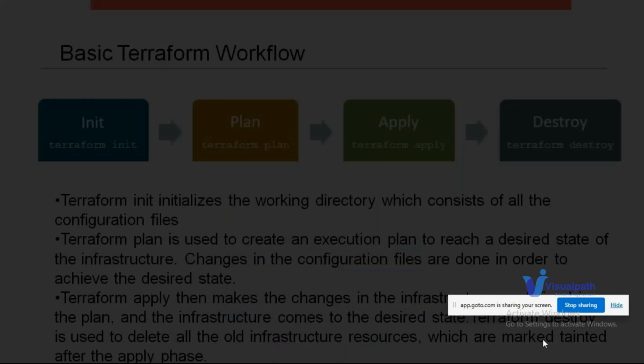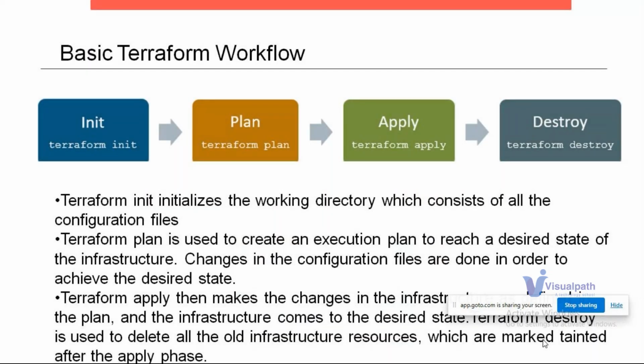Okay. So this is the basic Terraform workflow, right? What happens at each stage, I'll just explain. These are the four stages. First, second, and third are mandatory. Fourth may or may not be. If you can destroy the resources, obviously you can destroy, right?